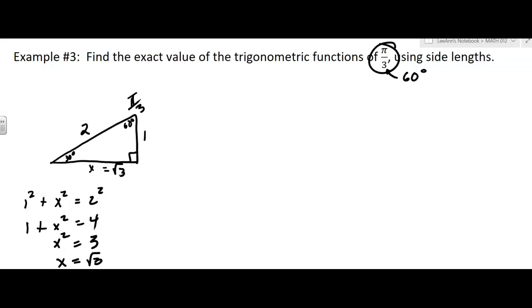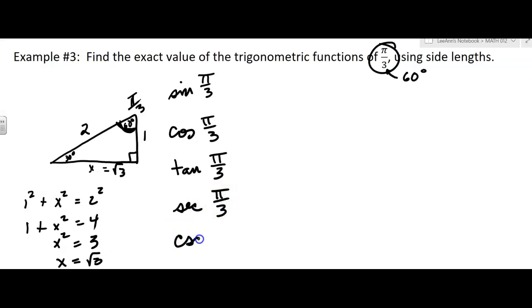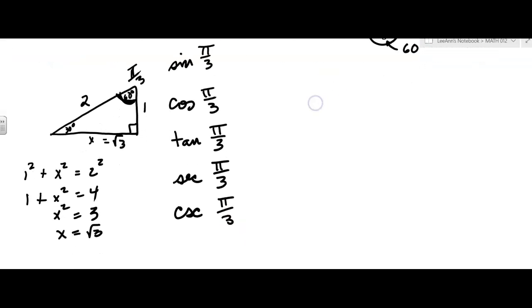I would draw out a triangle. If I got stuck or it'd been a while since I'd done trigonometry, I'd draw it out and then I'd label those sides that way. All right, now we're going to be using the pi over 3, so we're going to be using this angle up here. And we want to do sine of pi over 3, cosine of pi over 3, tangent of pi over 3, secant of pi over 3, cosecant of pi over 3, and let me scroll this up just a little bit, cotangent of pi over 3.